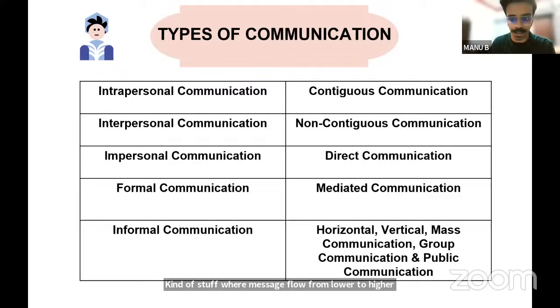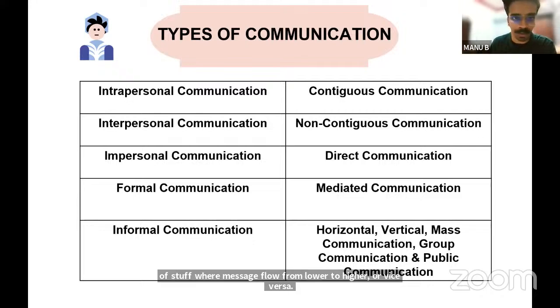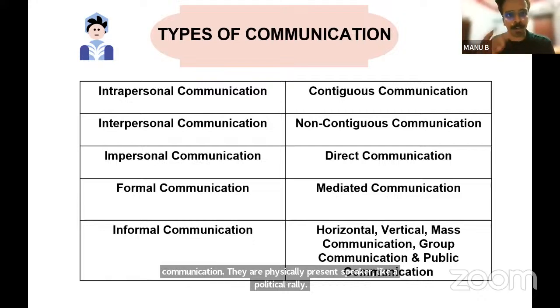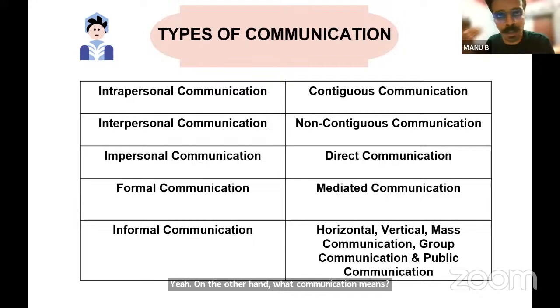Then we have mass communication, group communication, and public communication. The differences you already know. In mass communication, the sender and receiver might not be in direct touch, but there is still a large mass appeal. In public communication, they are physically present in front of the speaker, like a political rally. On the other hand, mass communication means radio broadcast and the like, where a large mass of audience is hearing the sender. So these are all the differences. I have just rushed through all these things.